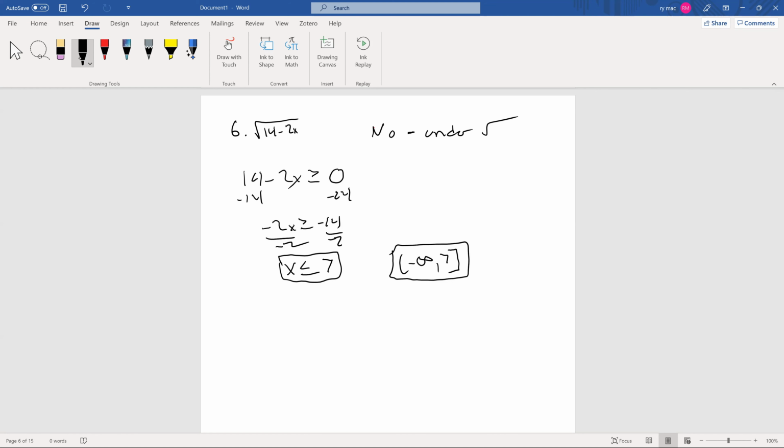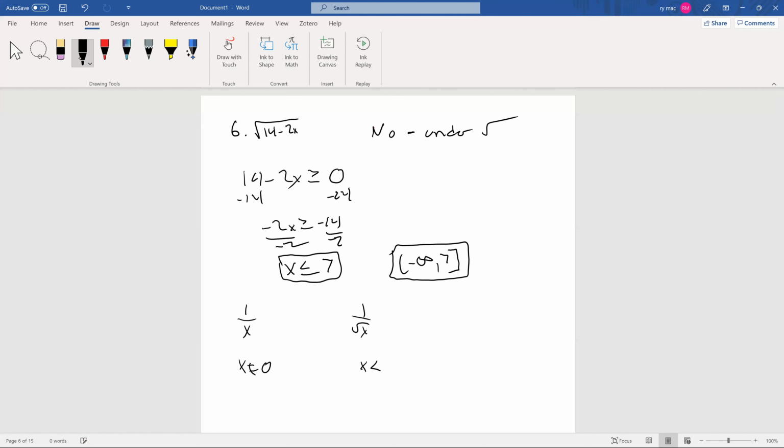I don't think there's any other questions for domain on the review. Just remember, if you ever have a domain question about a fraction, just set the bottom of the fraction equal to 0. So in this case, we would say our domain is x cannot equal 0. If you have 1 over the square root of x, that's where you have to do both.